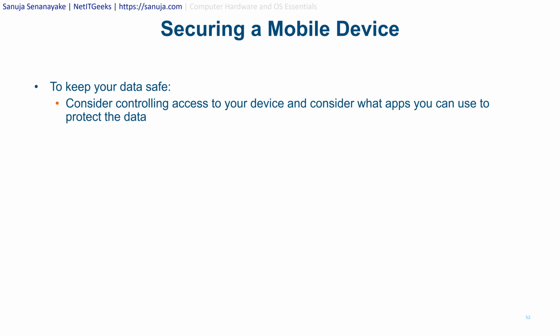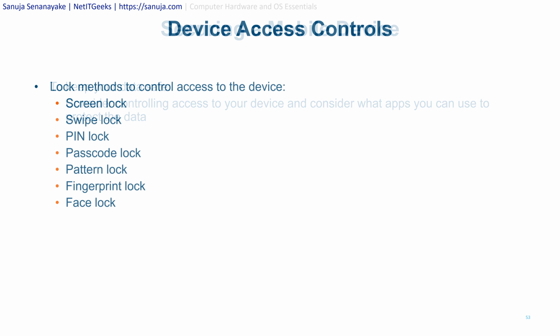Securing a mobile device. To keep your data safe, consider controlling access to your device and consider what apps can use to protect the data. So you need to think about different ways of securing your mobile device, not just one way. I will go through some of the options for securing mobile devices in the next few slides.